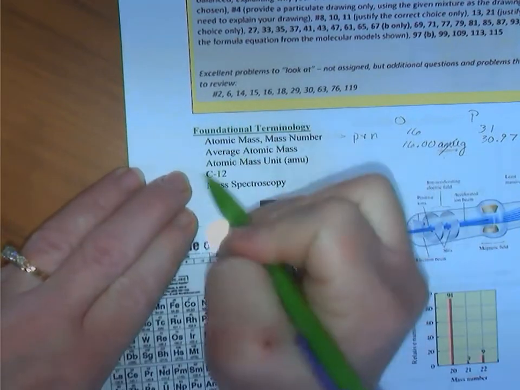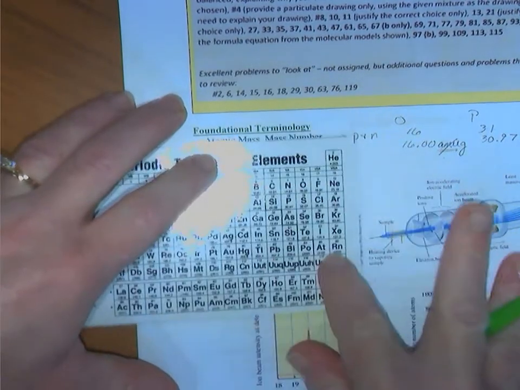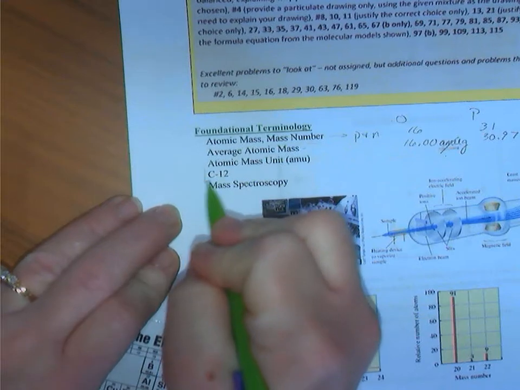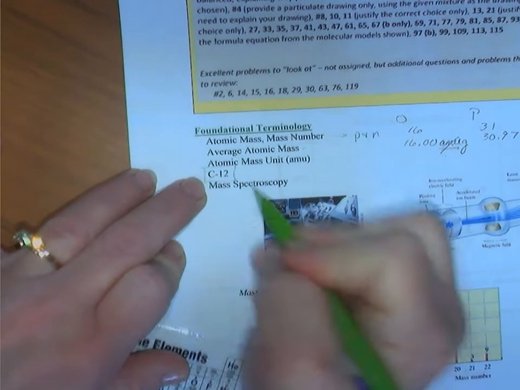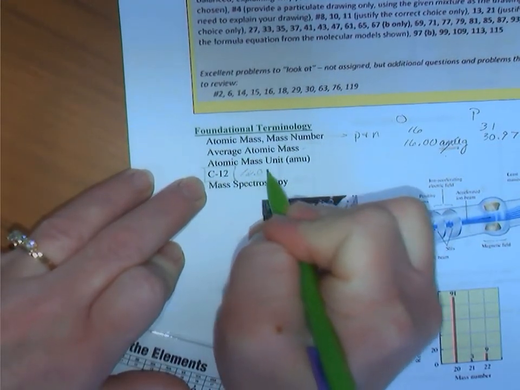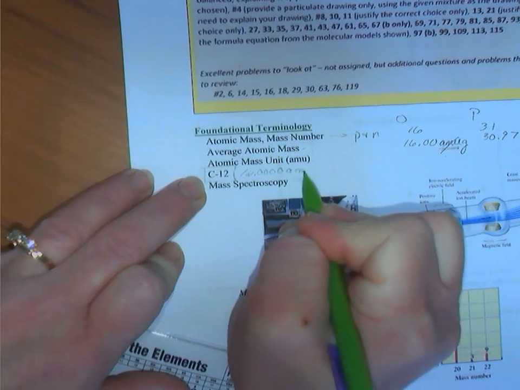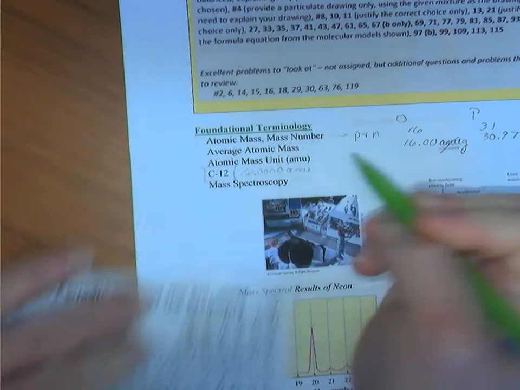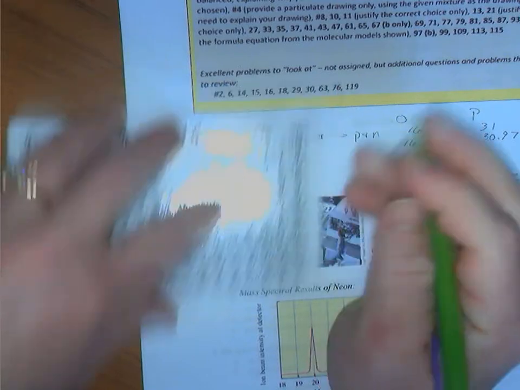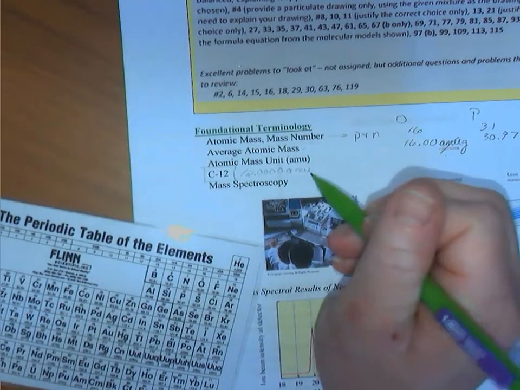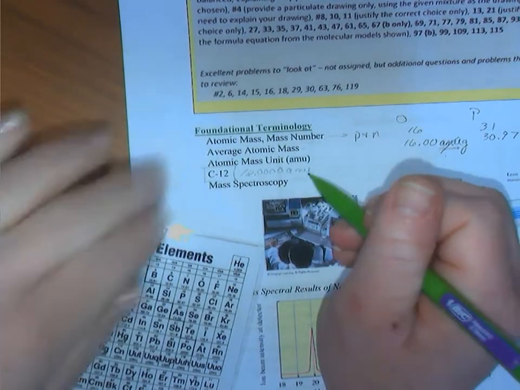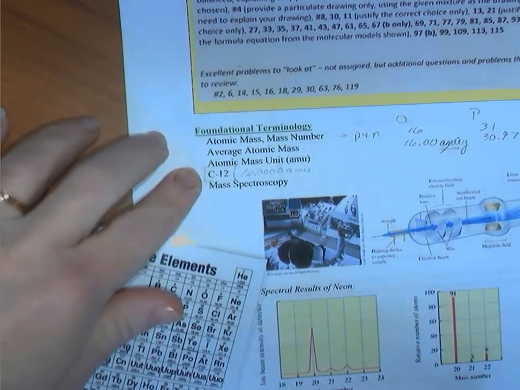The basis of all the values on the periodic table, the carbon-12 isotope was assigned to be 12 AMUs. And all the other values are assigned based upon that reference. So that is our reference point for masses. That's just good to make note of.